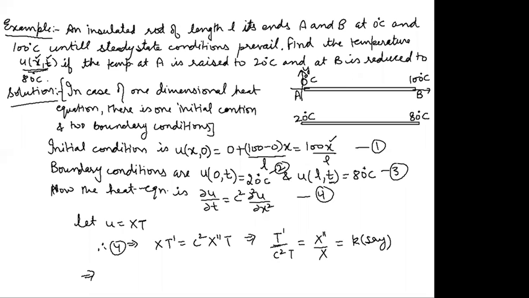But you will have to hold for a minute. Okay, so therefore we will have two equations, X double dash minus kX is equal to 0, from this, and T dash minus c square kT is equal to 0, and then we will have the 3 types of solutions.